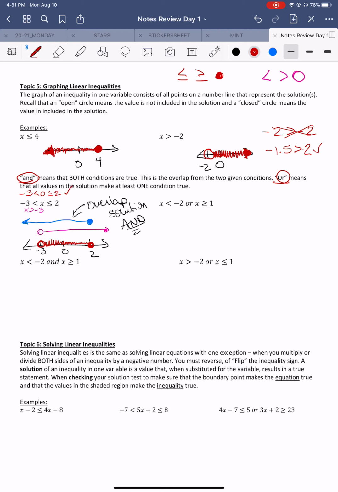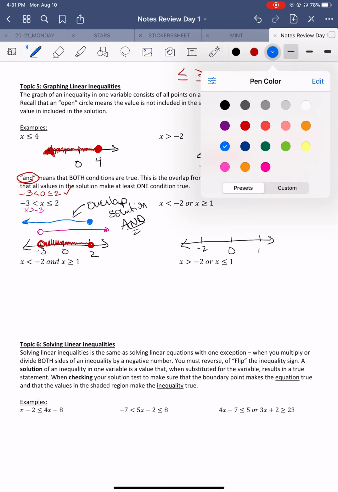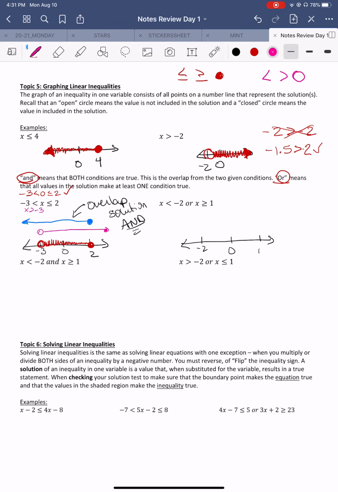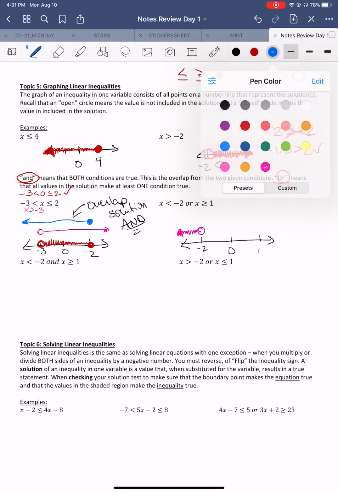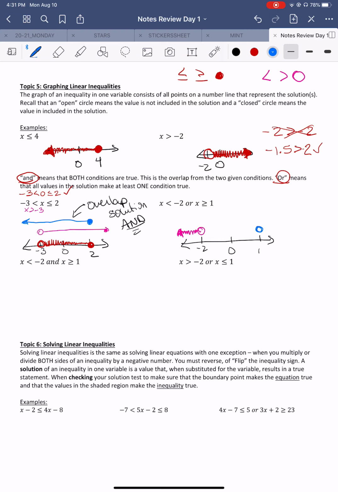Then we have x is less than -2 or x is greater than or equal to 1. Here's my number line. -2 on the left, 0, 1. Again, I'm going to use two different colors because I have two different problems. I have x is less than -2, open circle at -2, everything to the left. And then we have x is greater than or equal to 1, closed circle at 1, everything to the right. Now, there's no overlap, but that's okay because it says or.